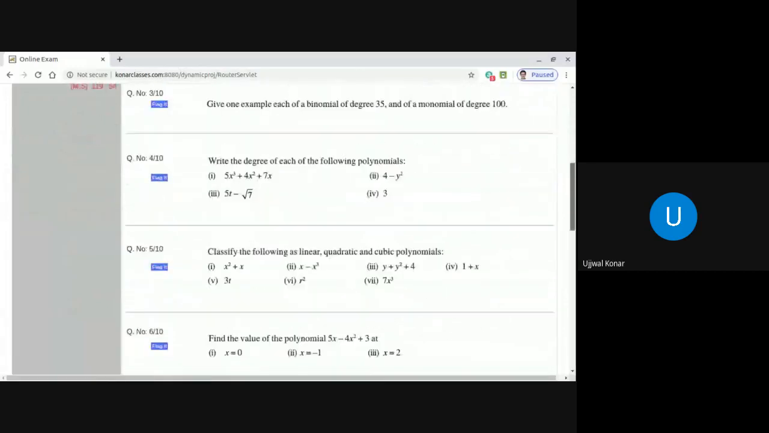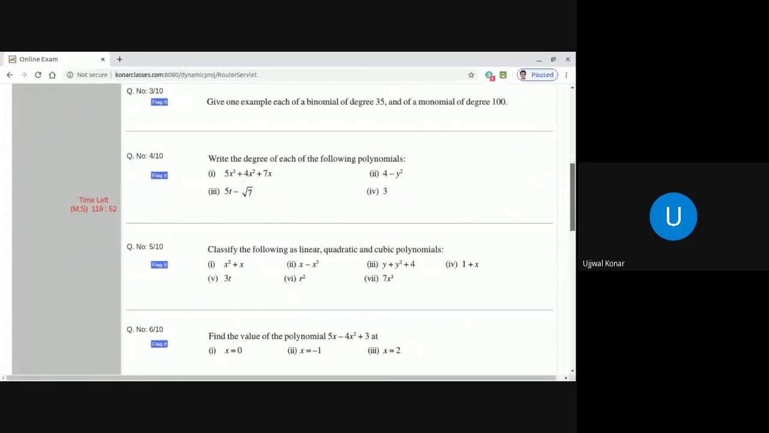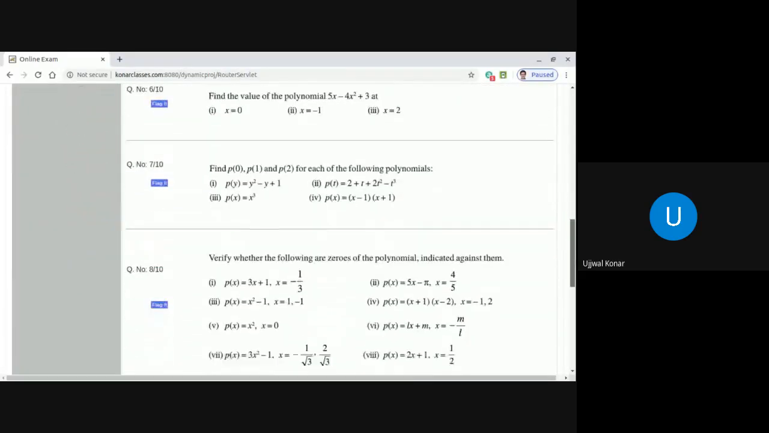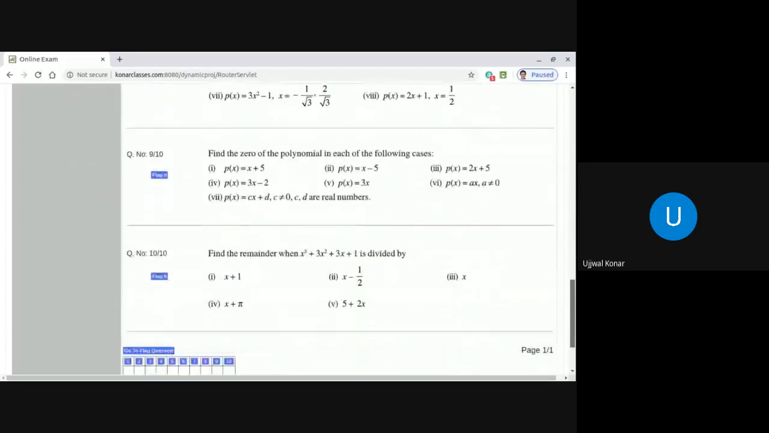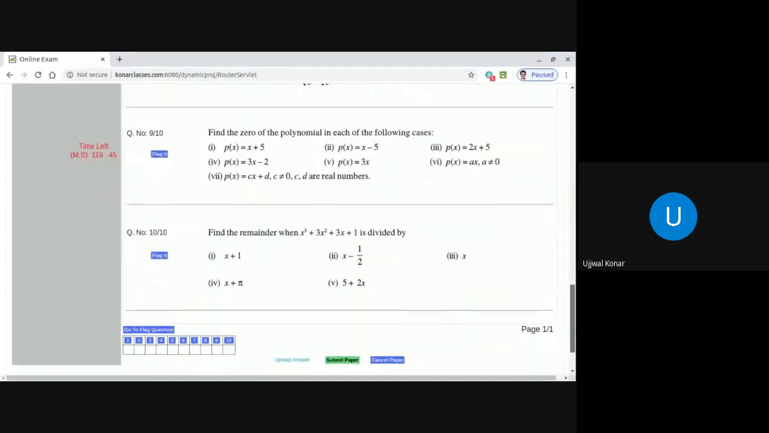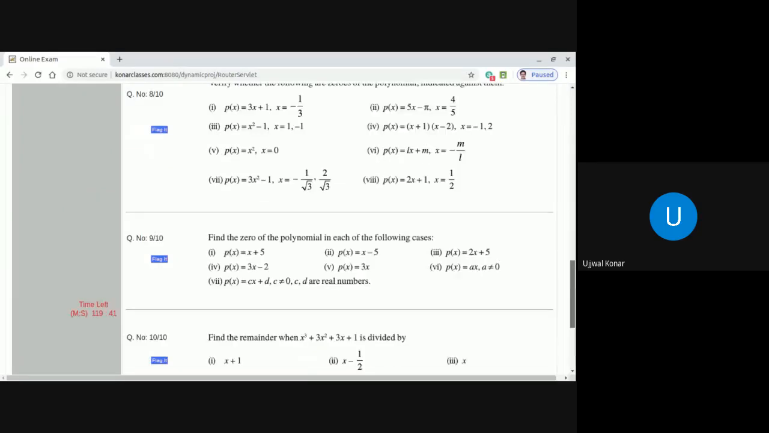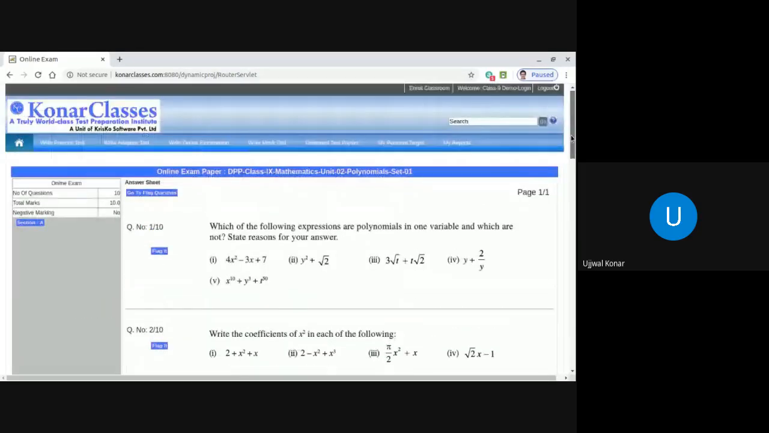So I want you to appear for 4 DPPs before we start our class. Ansu, I'll explain later how you can submit those DPPs. You need to submit before we start our next class. So you need to submit 4 DPPs: set 1, set 2, set 3, and set 4.